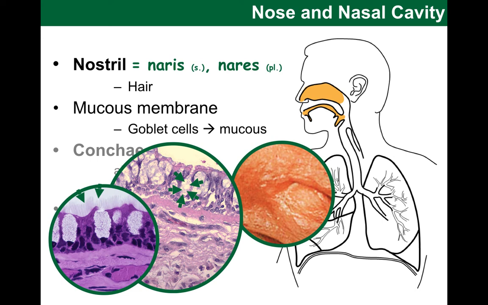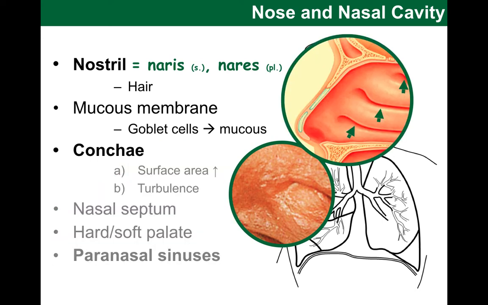The next set of structures that I want us to have a look at are the nasal conchae. These are mucosa-covered projections from the wall of the nasal cavity. They extend from the lateral walls towards the mid-space. And there are 3 of these on each side: superior, middle, and inferior conchae. So why would we then have these structures protruding from the lateral wall of the nasal cavity?